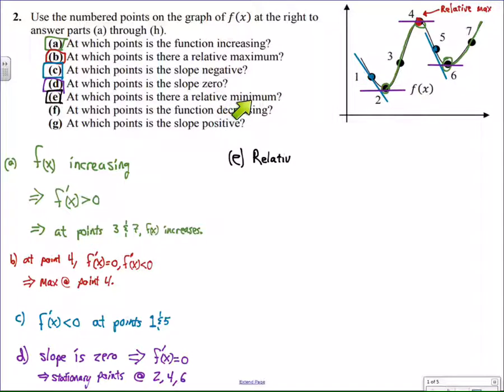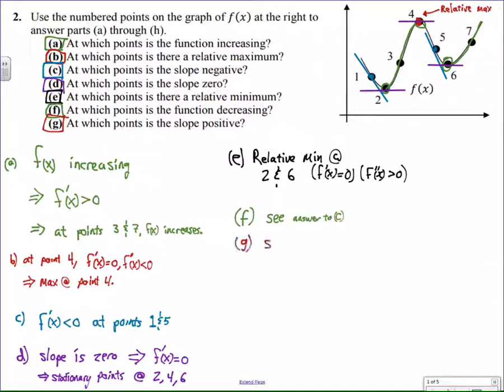Next one, relative minimum. To find a relative minimum, we just simply identify concave up, where the graph is going upwards after those stationary points. So those are points 2 and 6. At what point is the function decreasing? Well, that's a redundant question.